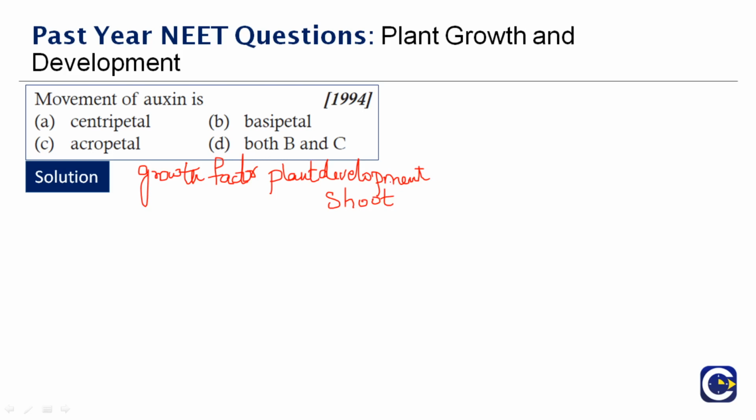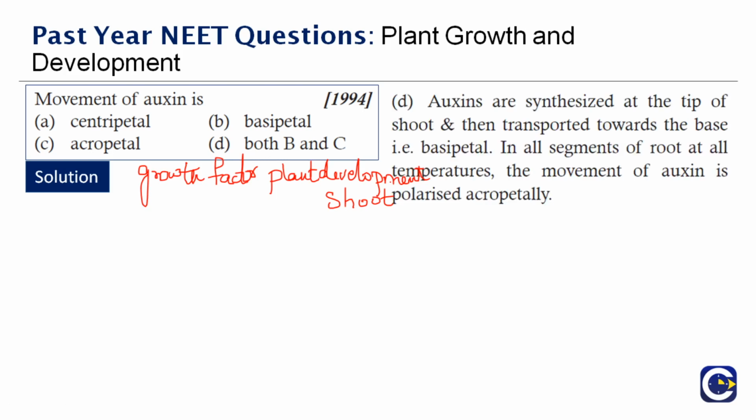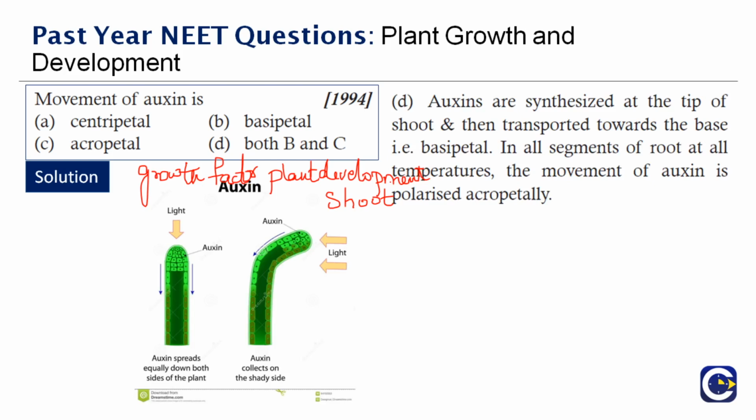Acropetal is a growth or development where the movement is upward, from the base or the point of attachment. Here the movement of dissolved substance is outwards or towards the shoot and root apices. Therefore the correct answer to this question is option D, both B and C. Here you can see the bending. Auxin collects to the shady place. This is an example that we often see throughout this chapter and a very prominent question also. Therefore the correct answer is option D.